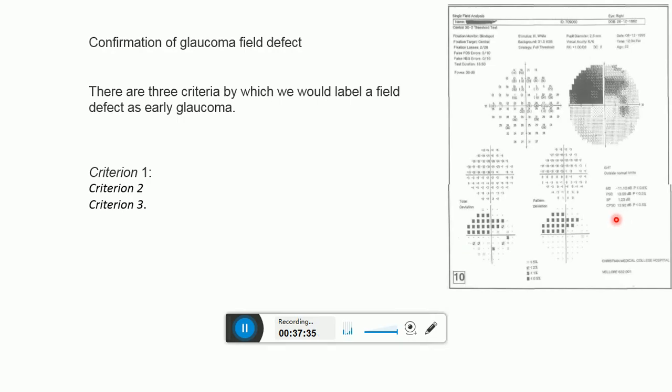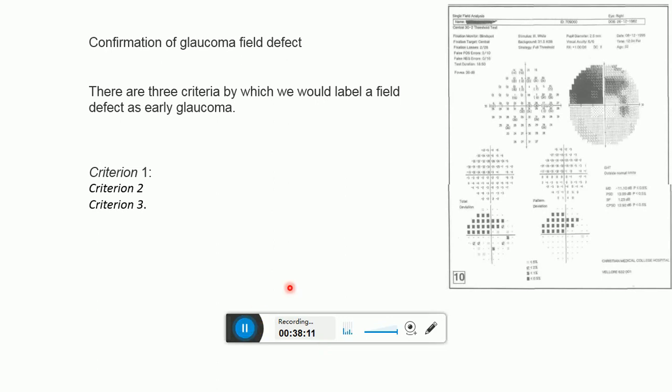Criteria 2. The corrected pattern standard deviation, or the CPSD, should be depressed to an extent found in less than 5% of the population. In this figure, CPSD is depressed to an extent found in less than 0.5% of the population. Criteria 3. The glaucoma hemifield test is outside normal limits. So there are 3 criteria by which we could say a field is glaucomatous or not.